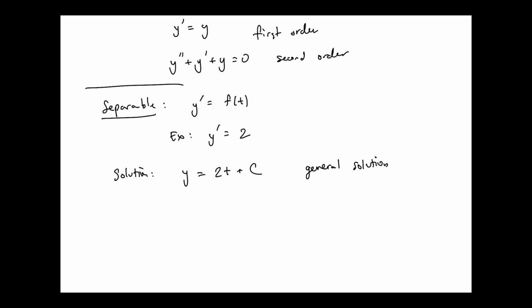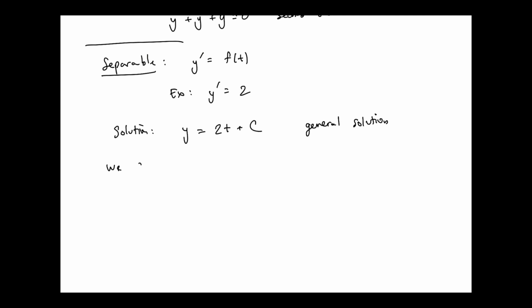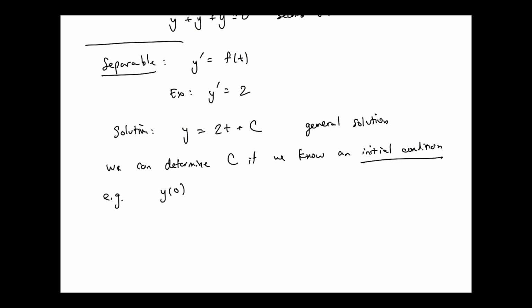So that constant could be anything, and I can't determine the constant unless I know one other piece of information. We can determine it if we know an initial condition. So for this example, let's just say something of this form: y of 0 equals 7. I'm just making up the numbers here.